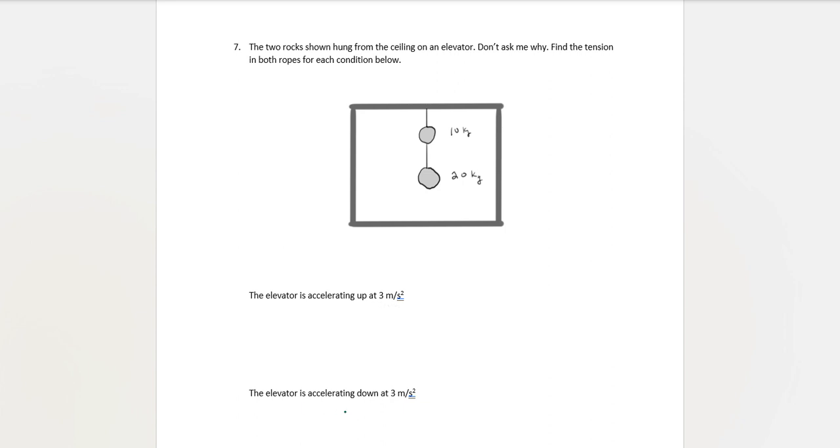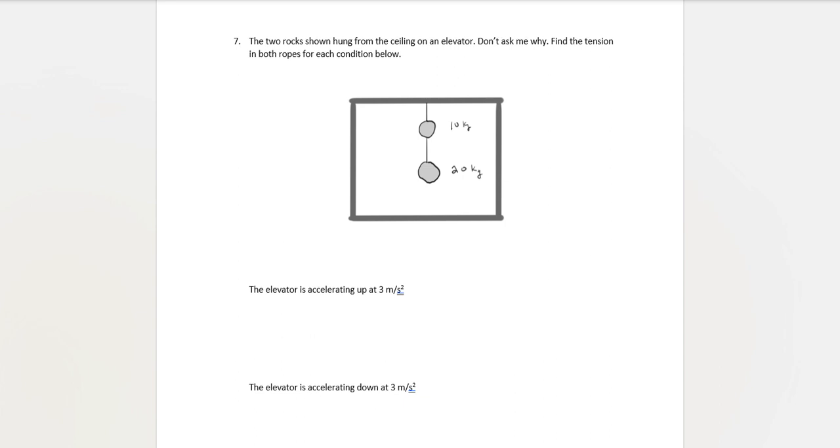Next, let's talk about the elevator accelerating down at 3 meters per second per second. Again, you draw a free body of the same rock, except now, because the acceleration is down, when you write your Newton's second law equation, define down as positive. That'll give you a slightly different equation, and it'll give you a different value for the tension. You could also define up as positive, but just remember that your acceleration is down, so you would put a negative number in for the acceleration.